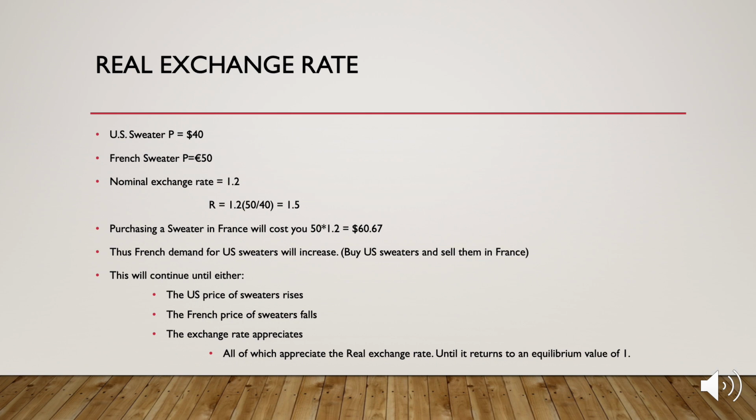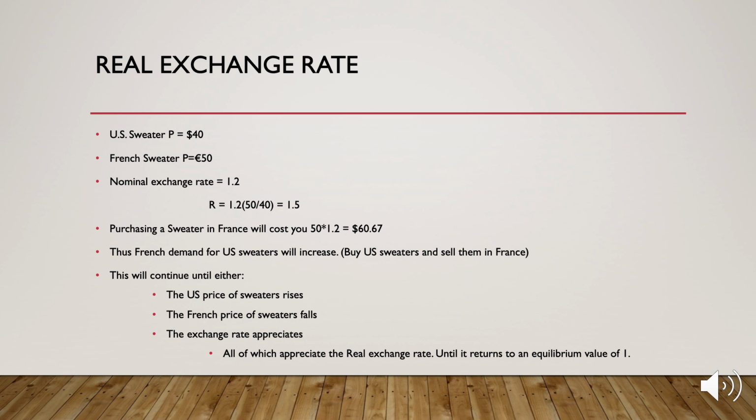And for this exercise, we're going to choose a nominal exchange rate of 1.2. Now, that's the exchange rate between the euro and the dollar, right? So it's the number of dollars that it takes to buy a single euro. And consequently, if we take the 50 euros and multiply it by the exchange rate of 1.2, what we will have is the price of a French sweater in US dollars. Then we can compare that to the price of a US sweater, which is already denominated in US dollars, and figure out which one we're going to buy. But before we do that, let's calculate the real exchange rate.